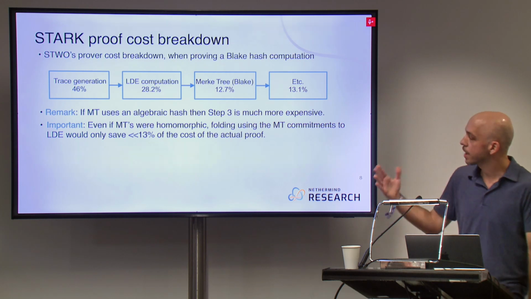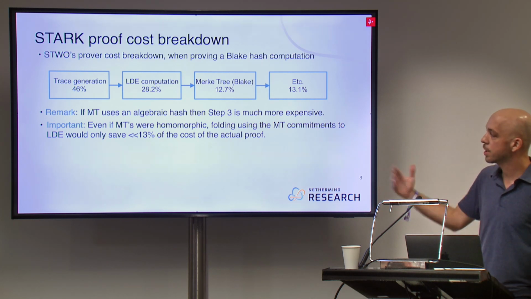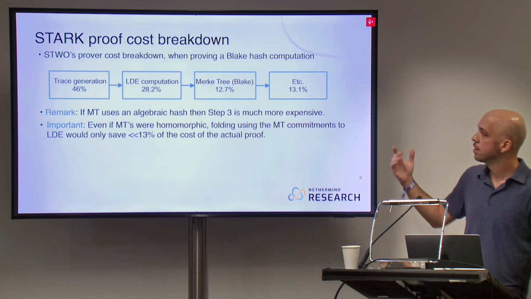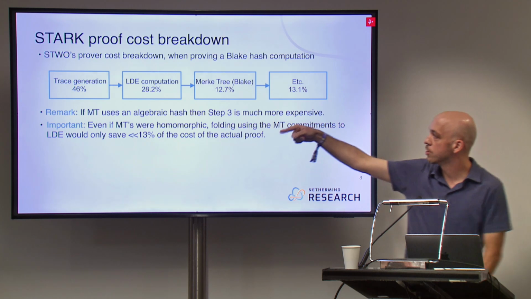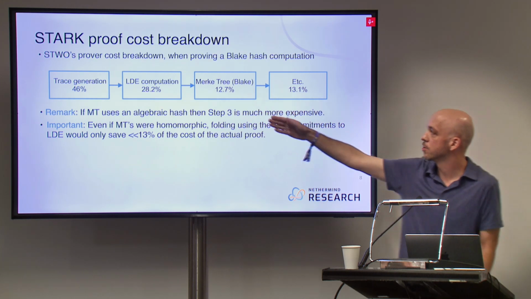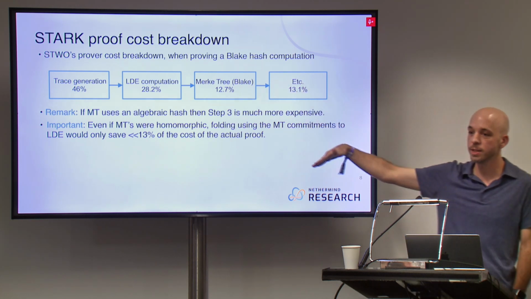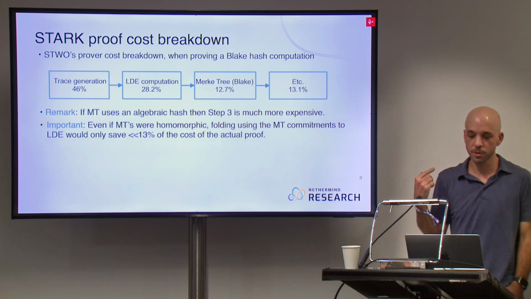And so this is one of the points I wanted to make, which is that even if Merkle trees were homomorphic, you don't want to fold here, right? Because you don't want to compute the trace, compute the low-degree extension and the Merkle tree, and then fold, right? Because what are you saving? You are saving 13% of the proof cost.